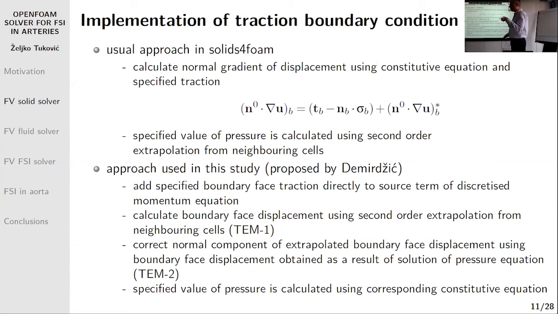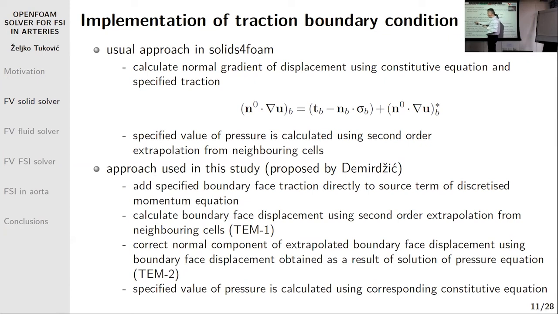So a very important part of the solid solver is the implementation of the fixed traction boundary condition. The usual approach in solids4foam is to use a fixed gradient boundary condition, where this fixed gradient is calculated using an iterative solution procedure. The previous normal gradient at the boundary is corrected by the difference between the specified traction and the traction calculated from the stress obtained using the constitutive equation. After that, we also need a boundary condition for pressure. Pressure is fixed, but it is interpolated from the neighboring cell center.